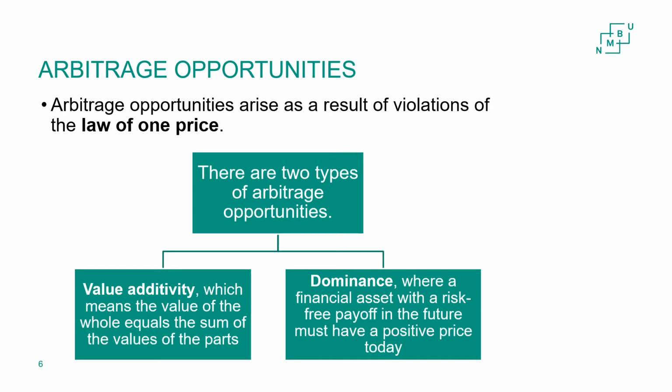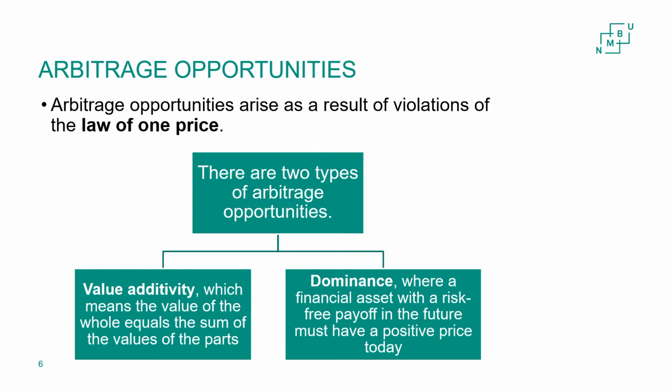And there are two kinds of arbitrage opportunities, and one is value additivity, which means that you can decompose the cash flows from an asset, and the value of the decomposed cash flows, the single cash flows, really has to add up to the value of the combined asset.